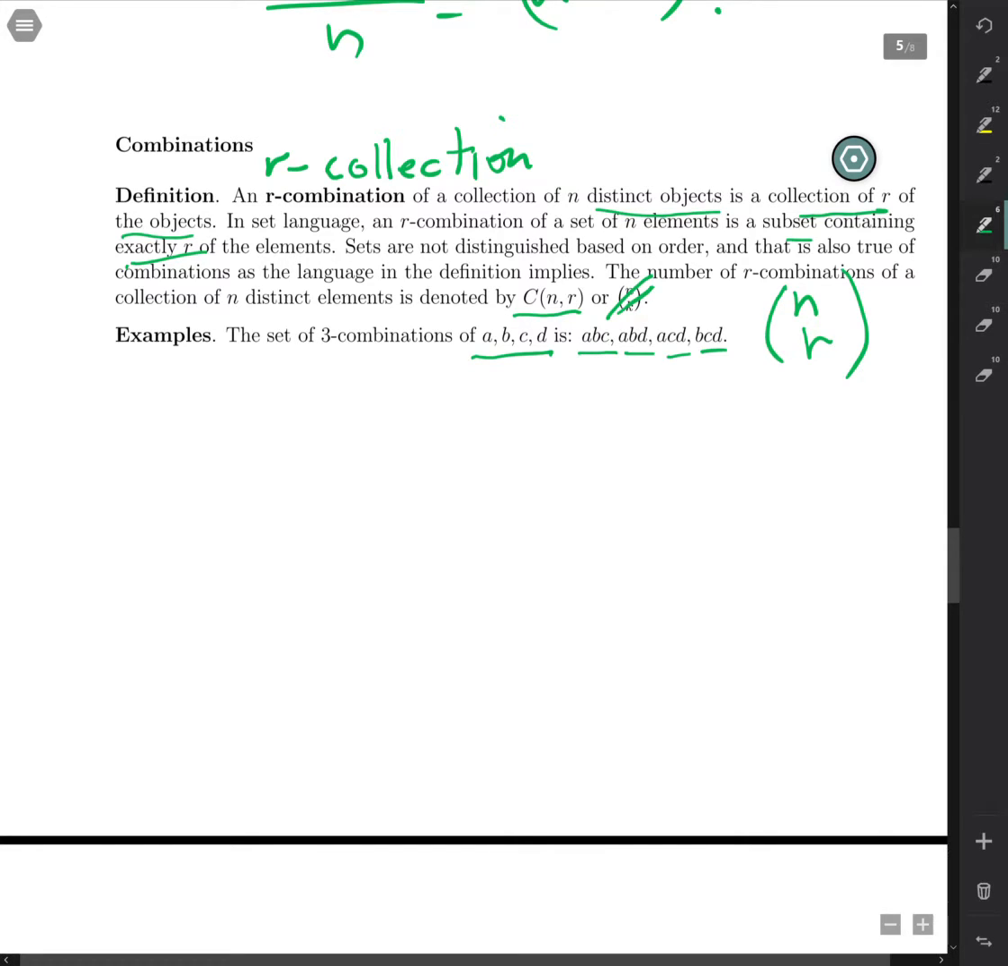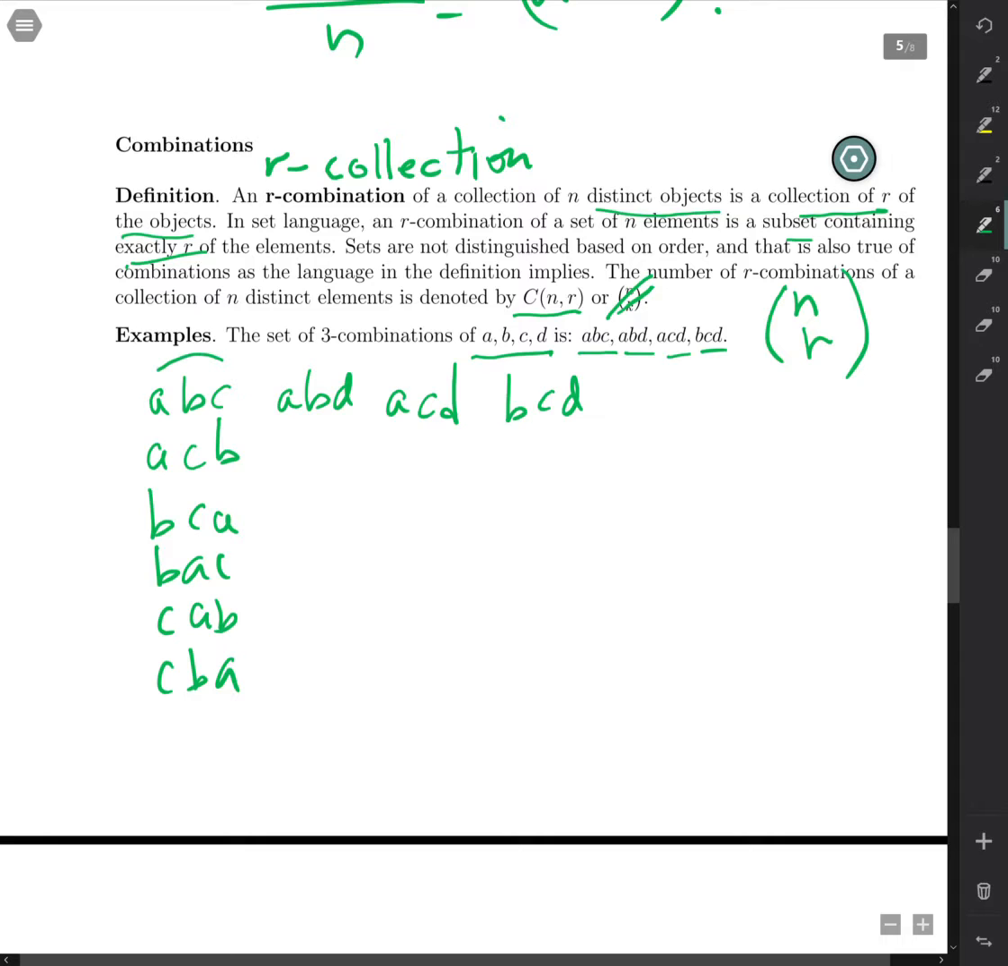Now the thing that's interesting about this too is if we write those down: A, B, C; A, B, D; A, C, D; and B, C, D, those 4 different things, each pair of them differ because they don't have the same letters. We could form permutations from this. So here are permutations: A, C, B; B, C, A; B, A, C; C, A, B; C, B, A. So this is one object, and there are 3 factorial permutations of those letters from that one combination.